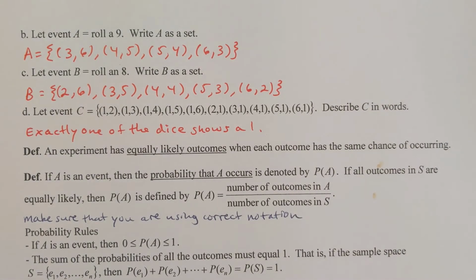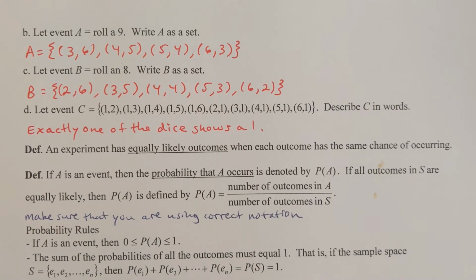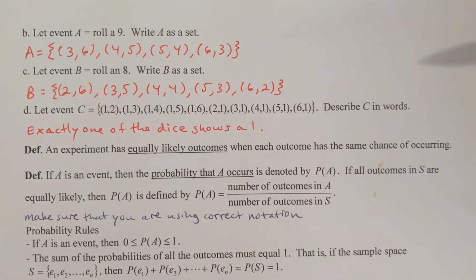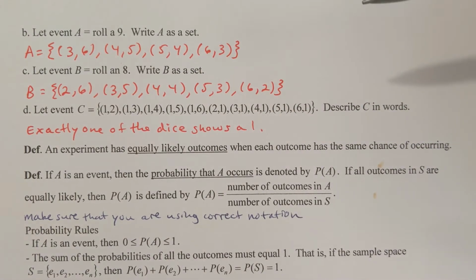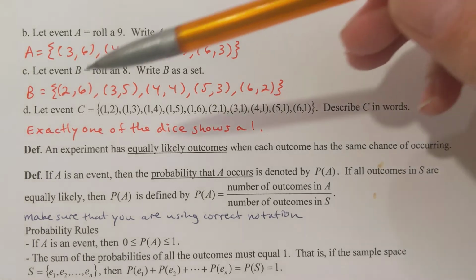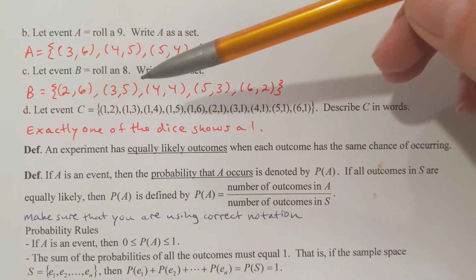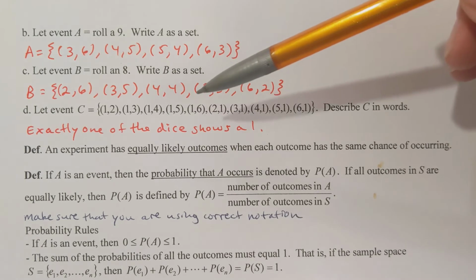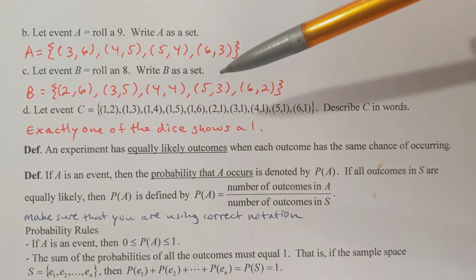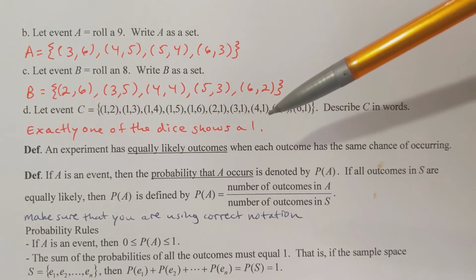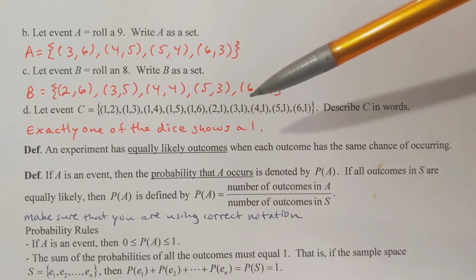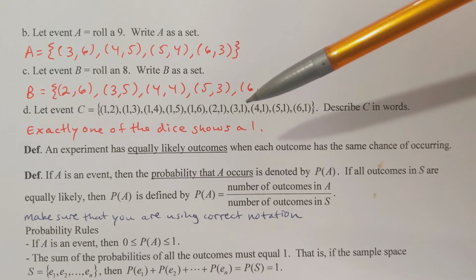Part C, let event B be the event that you roll an 8. B is a set. So what are all the ways that you can roll an 8 with 2 dice? You set up our set, and we're using ordered pair notation. So a 2 and a 6, a 3 and a 5, a pair of 4s. And now, if I were to write a 4 and a 4 again, is that okay, or should I not do that?